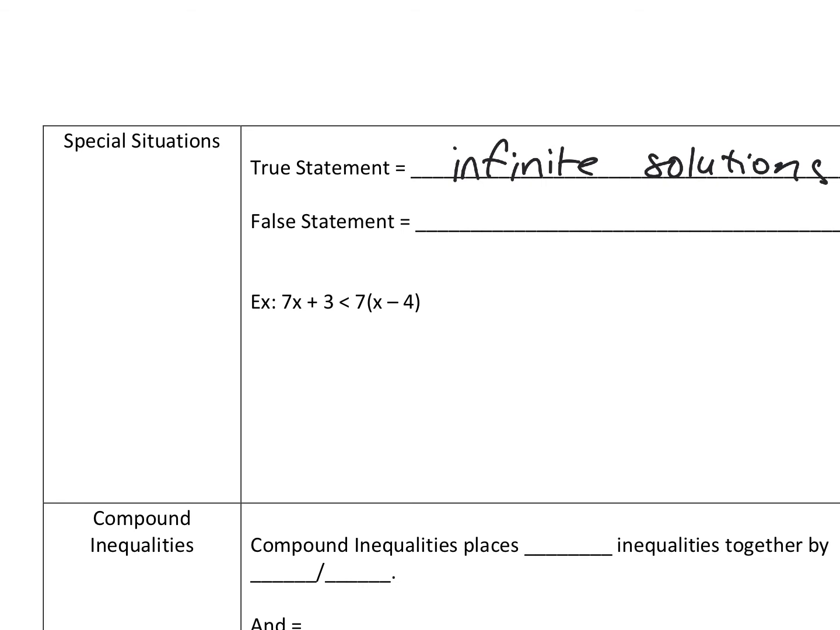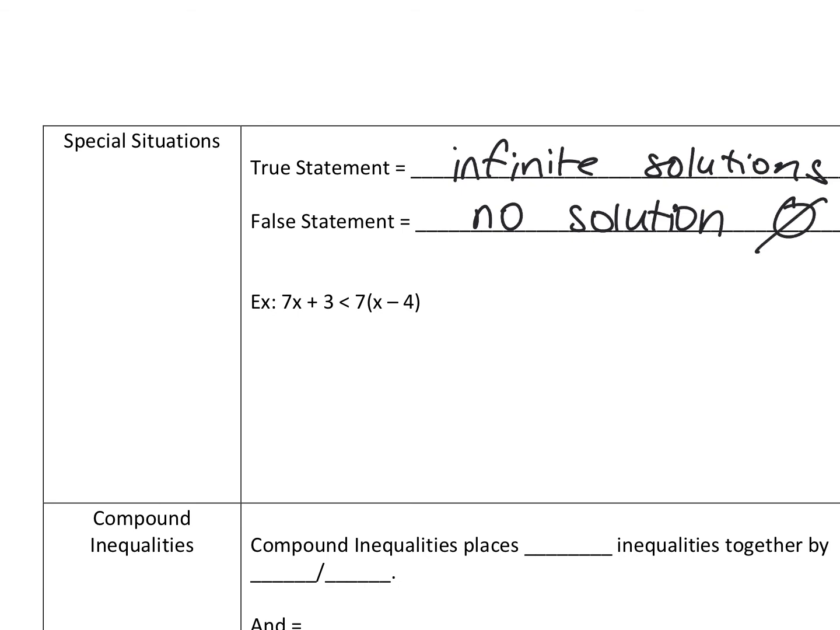Okay, let's say we get a false statement though. Let's say we get 4 is greater than 5. We know that's not true. What kind of solution type do you think that's going to be? Something's not true. So, instead of infinite solutions, it would be undefined or no solution, right? And we also use this symbol right here to represent that.